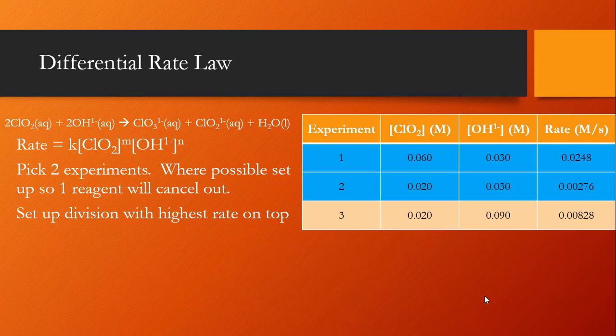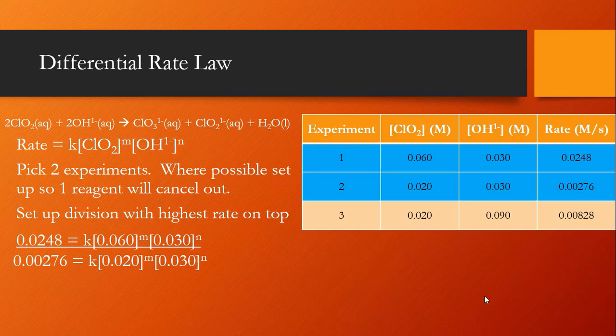Now you're going to set up a division utilizing the rate equation, putting the highest rate on top. So the highest rate here is 0.0248 molarity per second. So you set the equation up so it looks like this. Now notice the k's cancel out and the 0.030 raised to the n cancel out. So what you're left with is 0.0248 divided by 0.00276 and 0.060 divided by 0.020 raised to the m. When you do that math out, you get 9 equals 3 raised to the m.